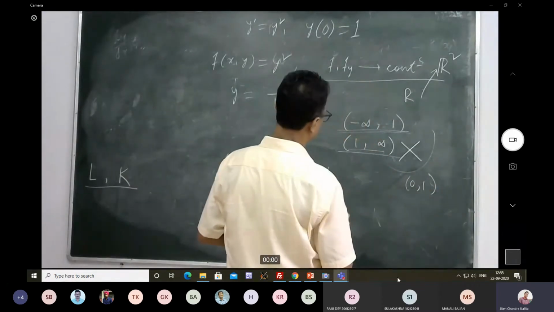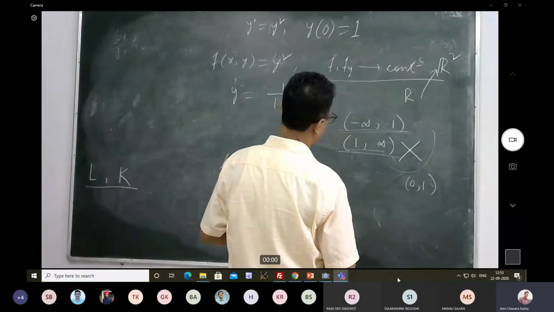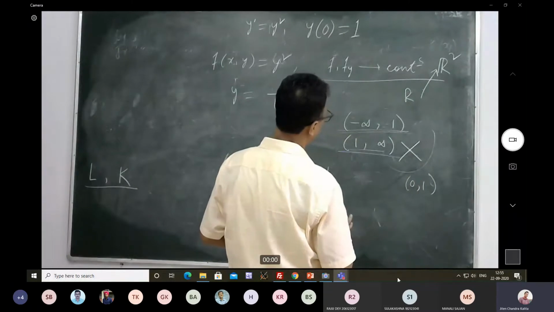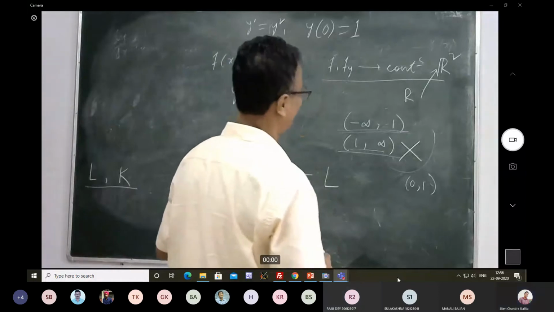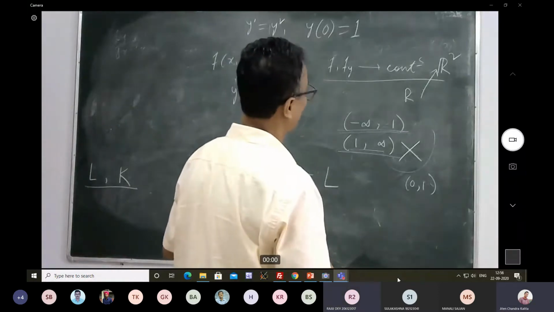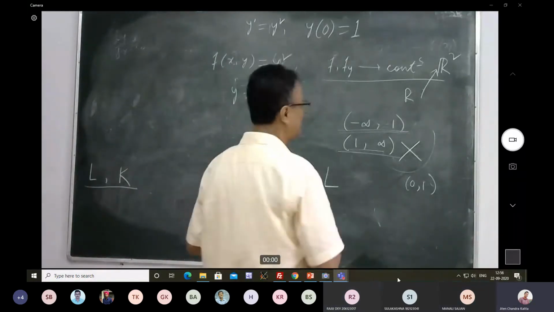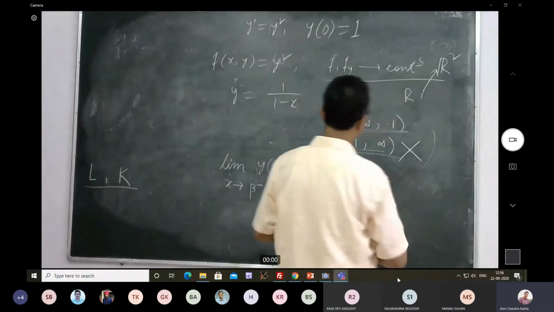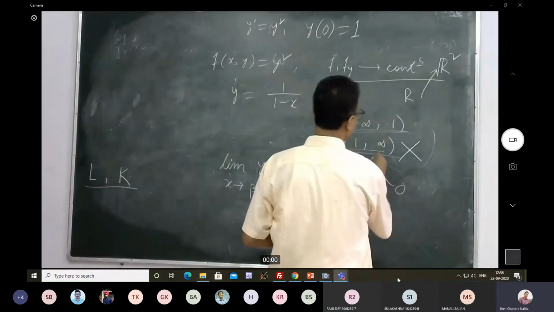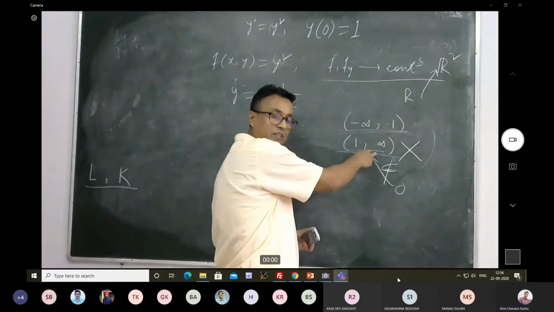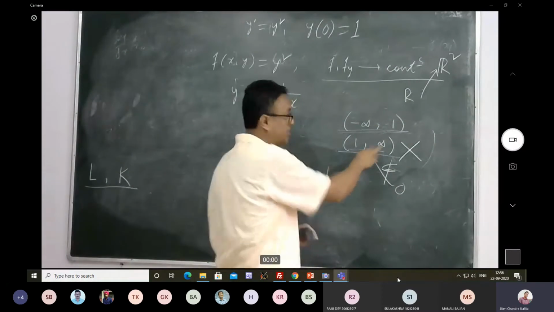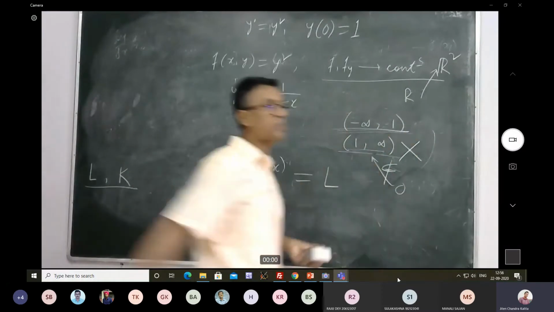Is it because of 1 or 0? Only 0, sir. It is 0. See here, obviously your 0 does not belong to this interval. It doesn't belong to this interval. So this is going to be my maximal interval.